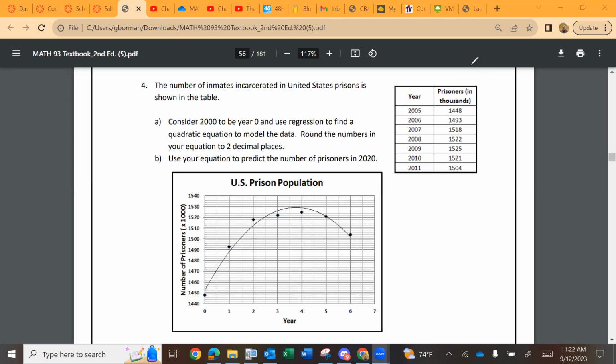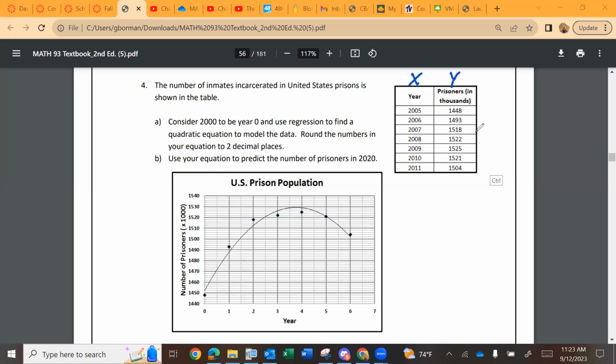Here we go. This is section 2.2. The number of inmates incarcerated in the United States prisons is shown in the table off to the right. No surprise, our x values are going to be on the left side of the table, the year, and the y values will be on the right side, the number of prisoners. Notice it's in thousands.